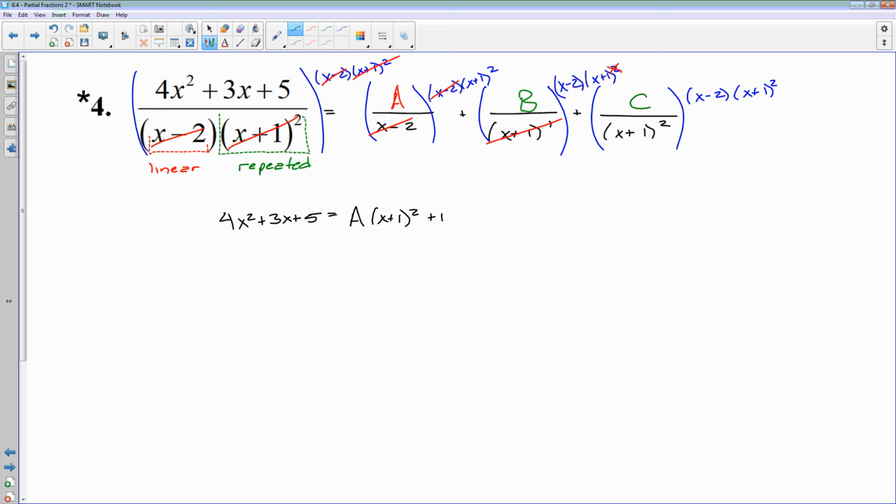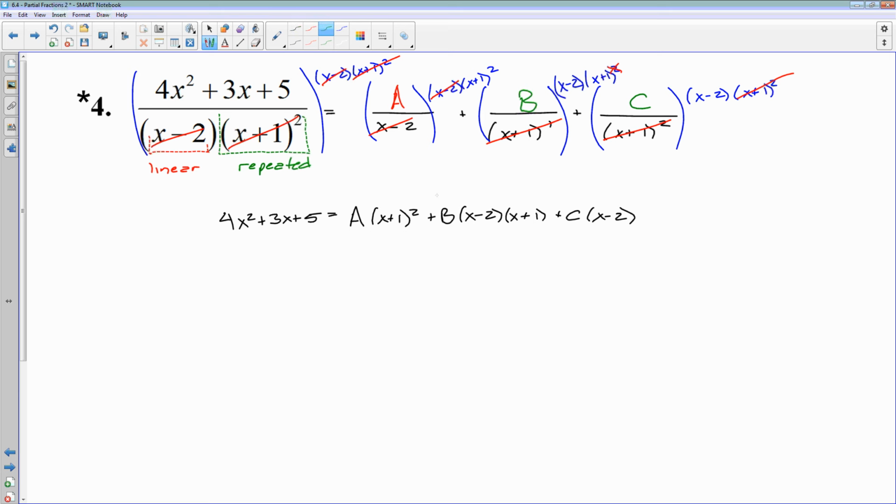So for b, we're going to have x minus 2 and an x plus 1, but only one x plus 1. And then for the c, x plus 1 squared is going to cancel the x plus 1 squared, leaving with c, x minus 2. And now we're going to look at this and see if we can solve for a, b, and c.